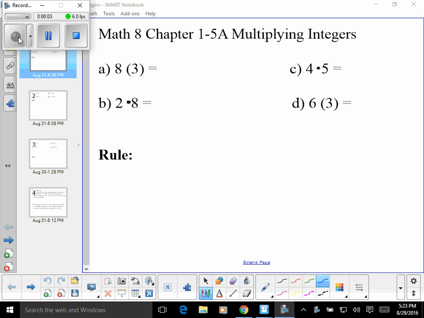Hello again, 8th graders. Today we are going to be working on Chapter 1-5A, Multiplying Integers.